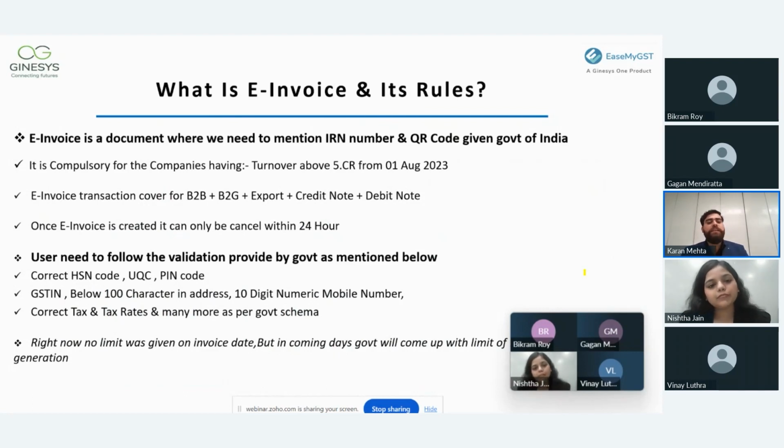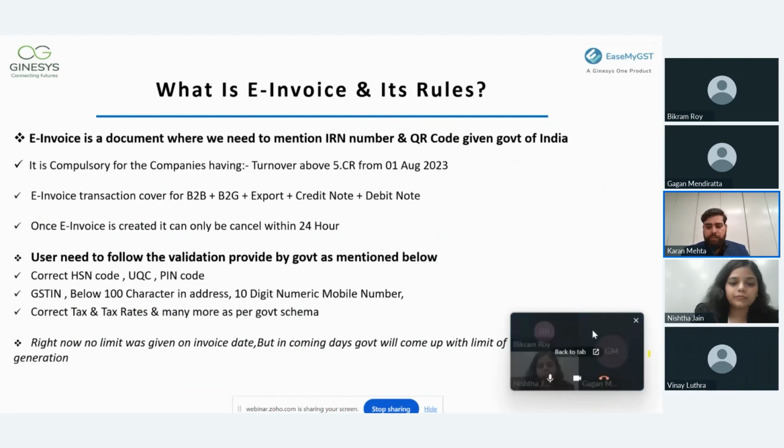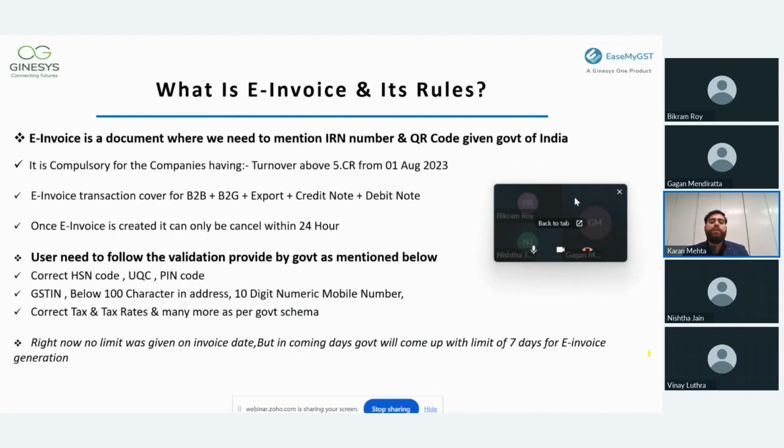Once an e-invoice is created, it can only be cancelled within 24 hours. The user needs to follow the validations mentioned by the government: correct HSN code, UQC code, PIN codes, GST numbers, correct address, 10-digit numerical mobile numbers, correct tax and tax details, and many more as per the government schema. Right now, no limit is given on invoice date, but in coming days the government will come with a limit of 7 days for e-invoice generation.